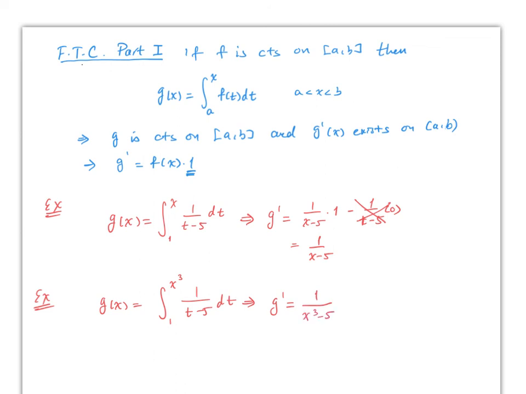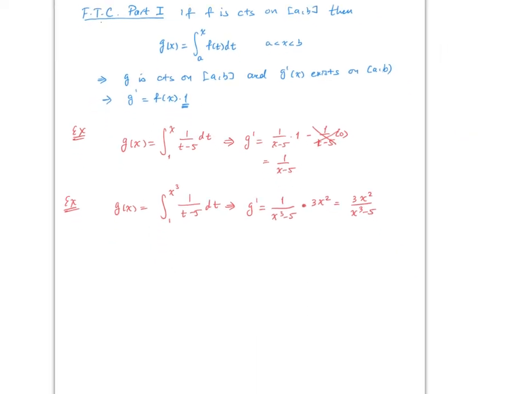So notice how this limit replaces that one, and then it's going to be times the derivative of x cubed, which is going to be 3x squared. So this will be 3x squared over x cubed minus phi.